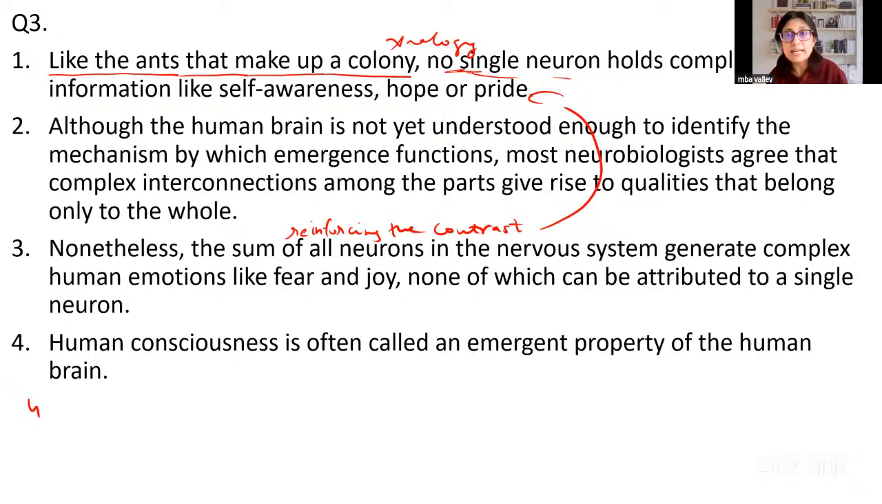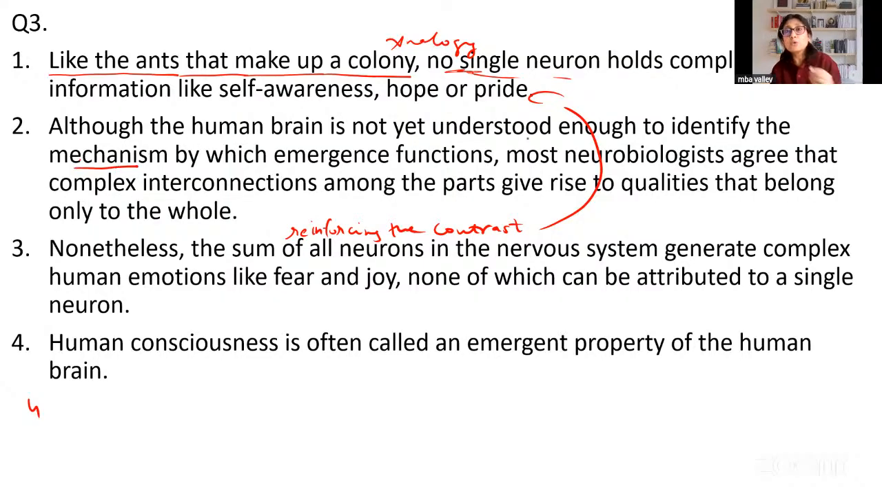क्या है वो technical explanation? Although the human brain is not yet understood enough to identify the mechanism by which emergence functions, most neurobiologists agree that complex interconnections among parts give rise to qualities that belong only to the whole. Now, this is the most abstract and the most scientific sentence. It talks about number 1, mechanism. Let's look at the word. It's written over here. It talks about mechanism. It also uses an expert consensus.